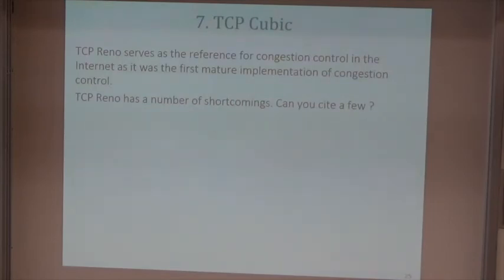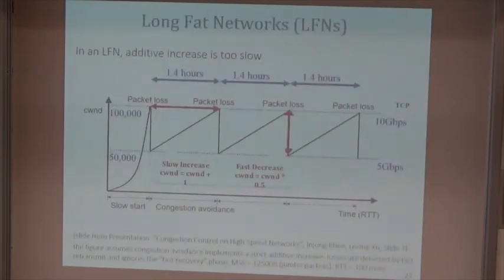Cubic is addressing another problem. The other problem is explained in this slide here. It is in the case where you have a very, very large bandwidth delay product, which can occur in what is called long fat networks, elephants.